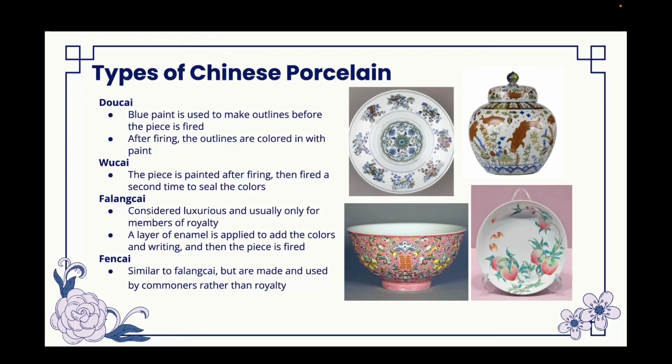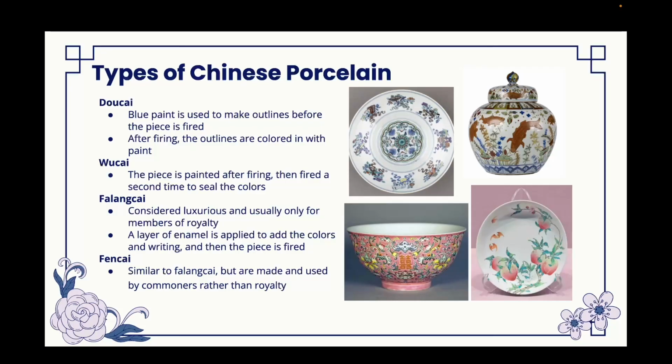For types of Chinese porcelain, there's Doucai, where blue paint is used to make outlines before the piece is fired, and after firing, the outlines are then colored in with paint. That's the first picture on the top left. Then there's Wucai, where the piece is painted after firing, then fired a second time to seal the colors. That's the picture on the top right.